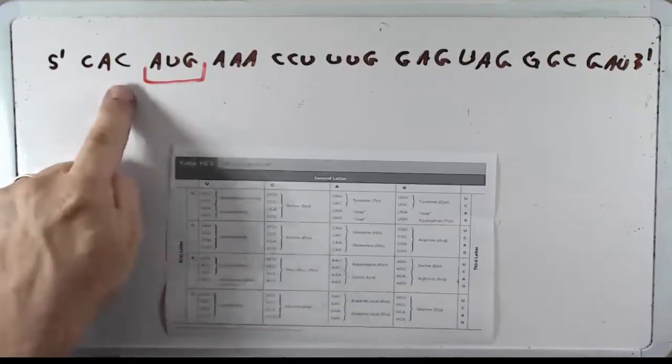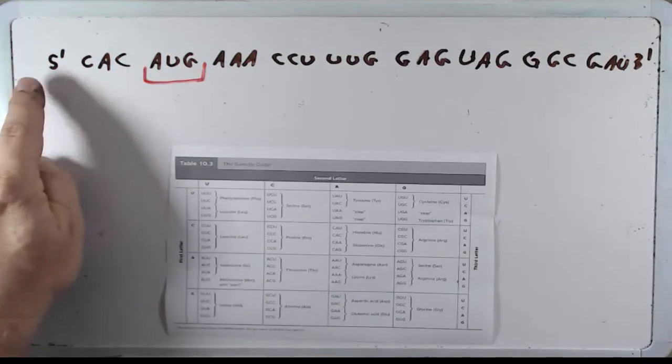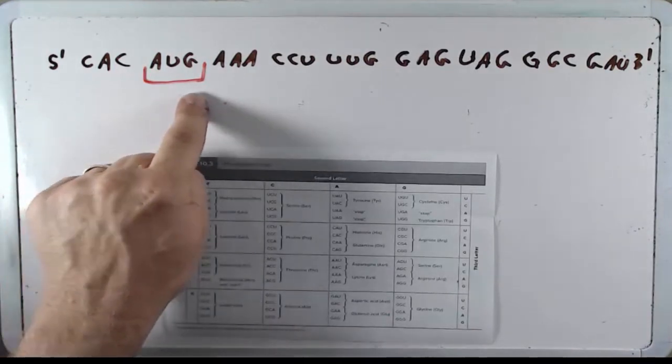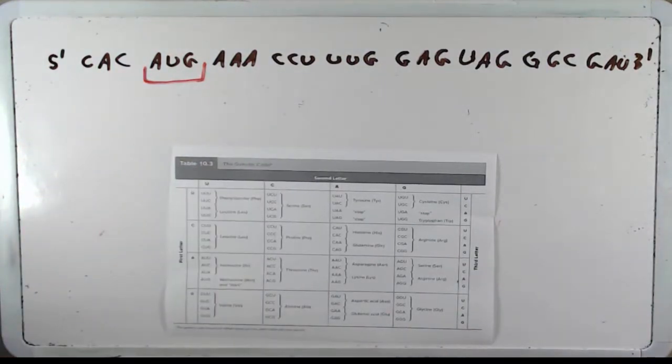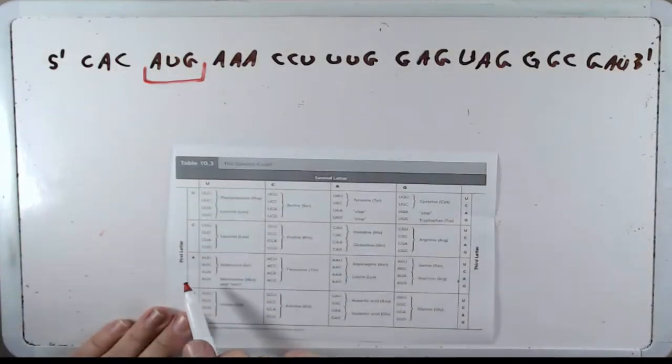It doesn't matter if there's 20 nucleotides in front of it. You don't do anything until you see an AUG. And once you see that AUG, you know that that is your start. And if you look here on our genetic code, we have an A.